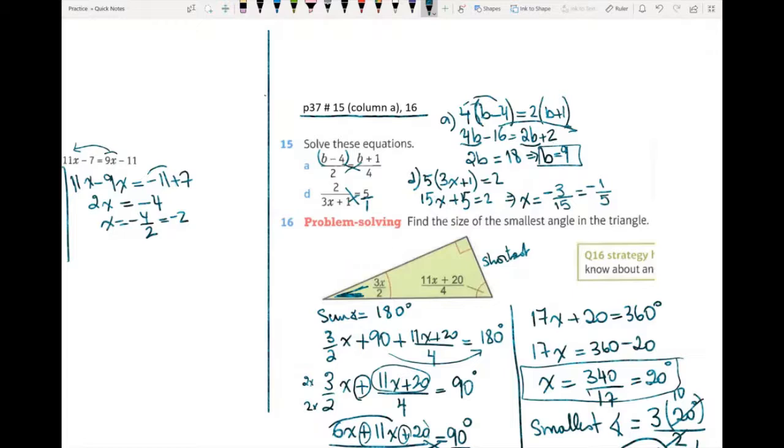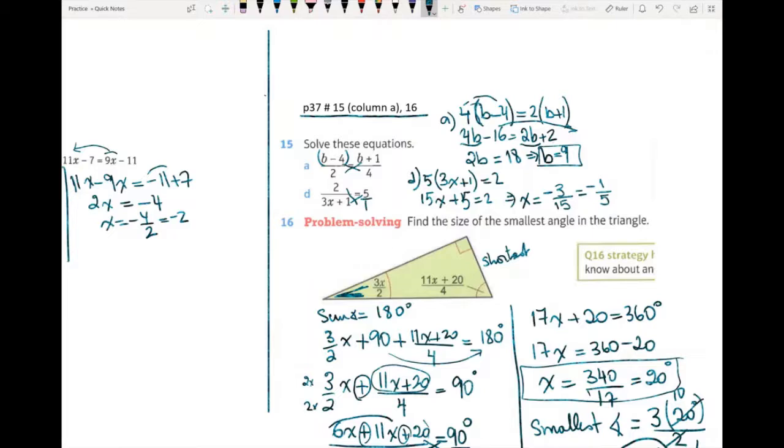D, also we have a fraction and it is equal to a number. This number you can change to a fraction by writing the invisible 1 under it. So now you have two fractions and you can cross multiply. Therefore it's 5 times 3x plus 1 equals 2. Expanding and then finding the value of x, so x would be equal to minus 1 over 5.